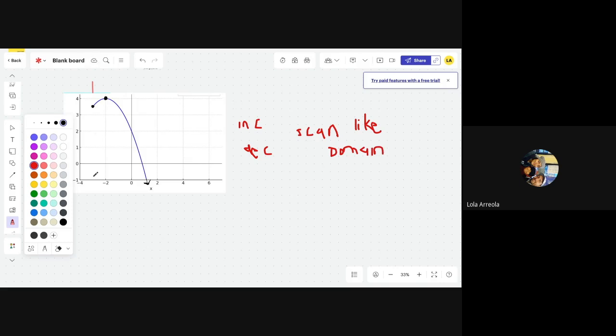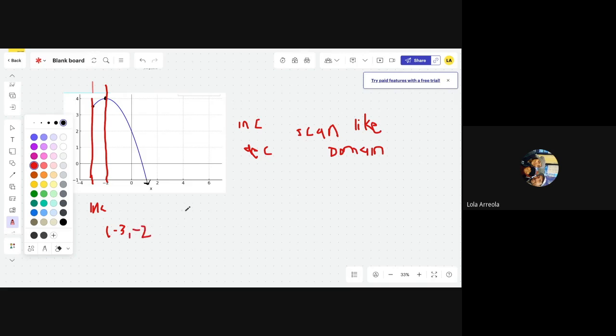So from -3, it appears right here, to -2, because that's the peak, right? My graph is increasing. It's going up. So I would write that just like that, -3 to -2. Pretty straightforward.